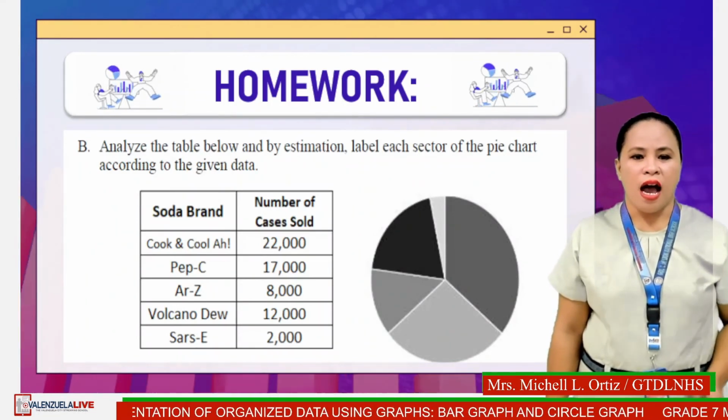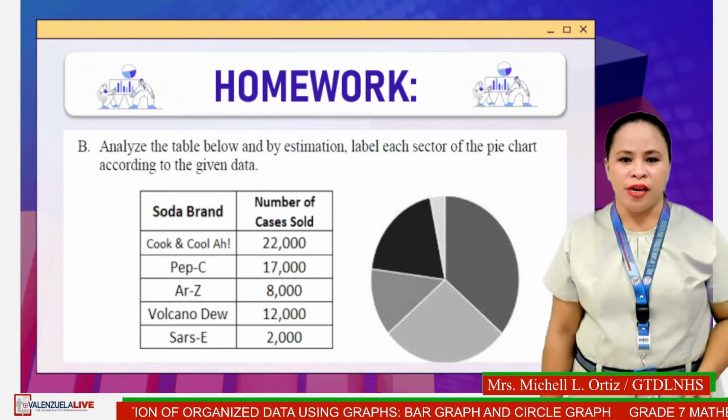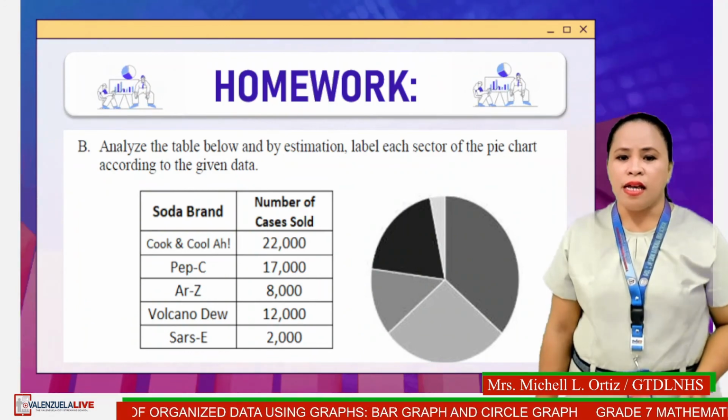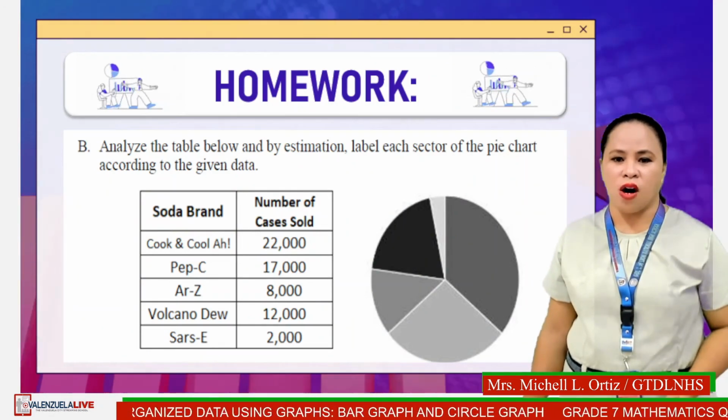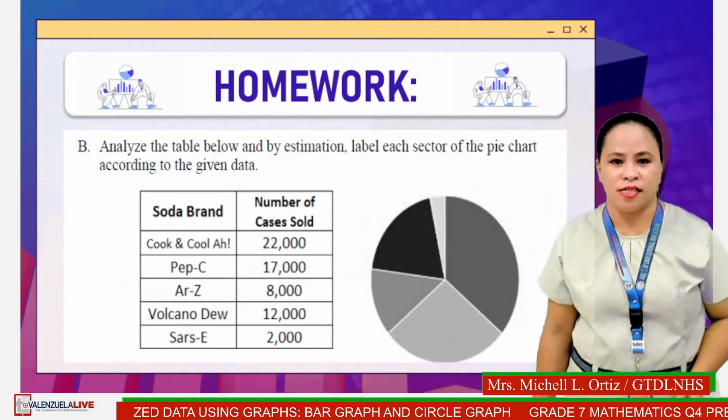Letter B, analyze the table below and by estimation, label each sector of the pie chart according to the given data.